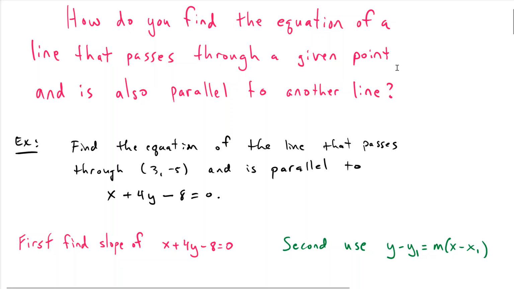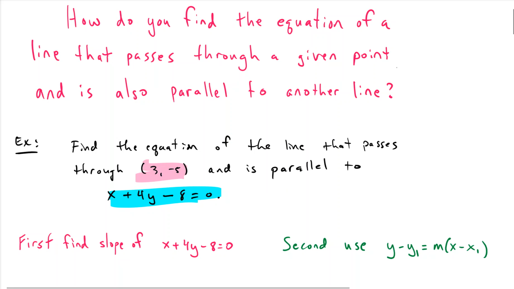So we are given a point here, the point's 3, negative 5, and we want to find the equation of a line that passes through this point, but is parallel to the equation x plus 4y minus 8 equals 0.